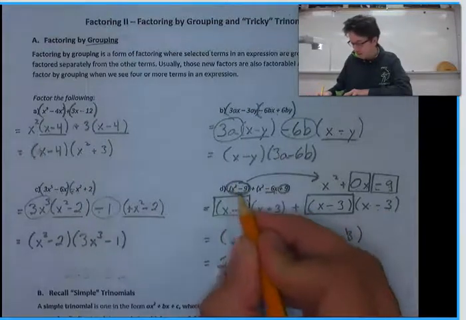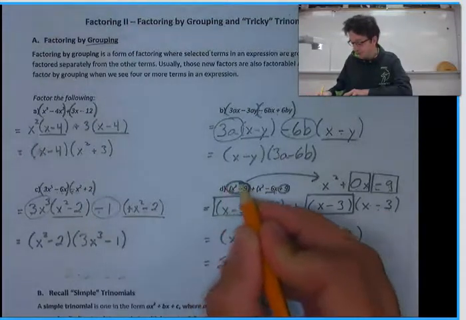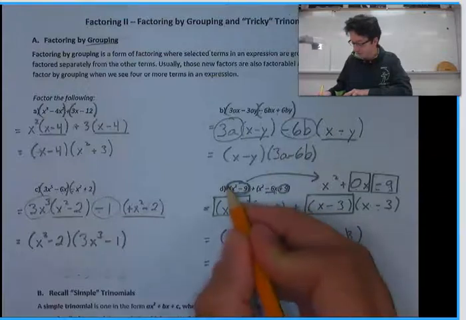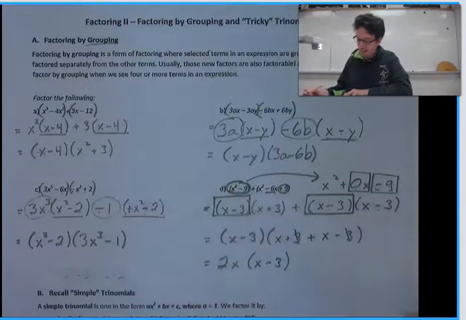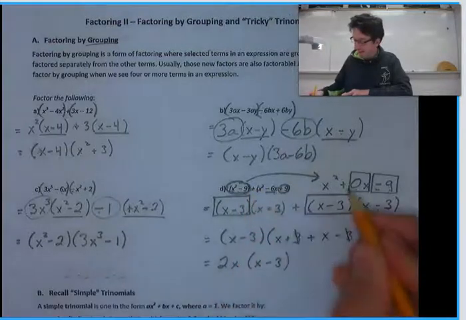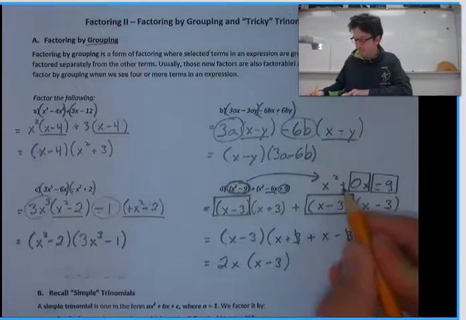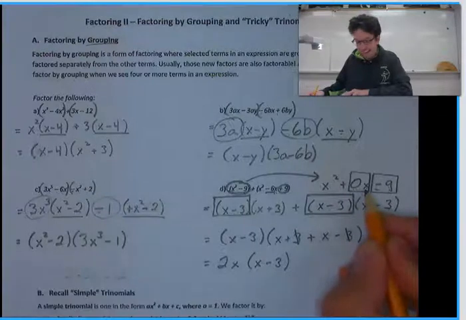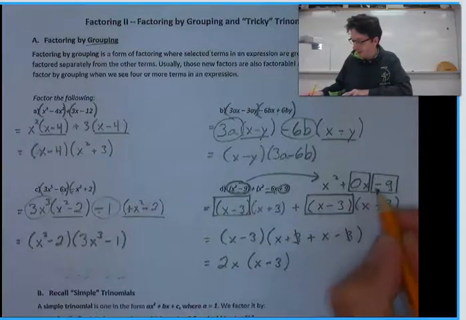This one is a special one. It's called a difference of squares, and we'll talk about that tomorrow. But for now, what we can do is think of it as x squared and just add a plus 0x. Again, adding 0 doesn't change anything. And then subtract 9.